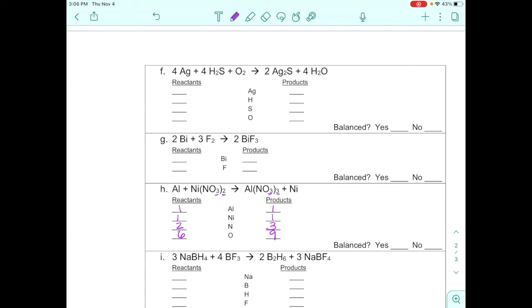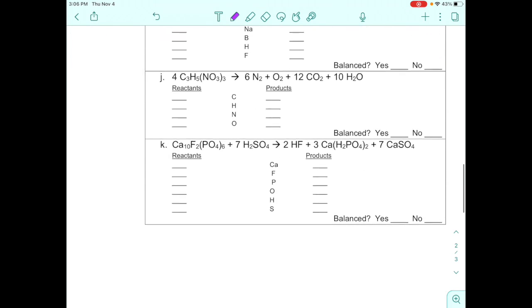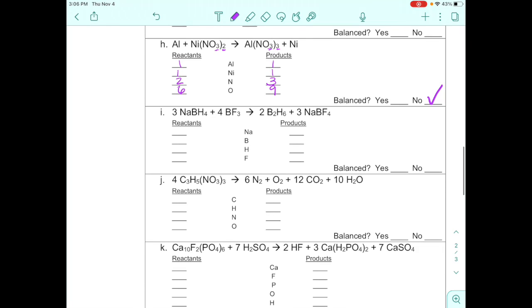So is this equation balanced? I don't think so. So aluminum and nickel, they match. That's good. 1 aluminum, 1 nickel, 1 nickel. But the nitrogen doesn't match. 2 and 3 don't match. And the oxygen doesn't match. 6 versus 9. So this equation is not balanced. Okay? So that's all you're doing for this worksheet. When you finish, make sure you check the answer key.